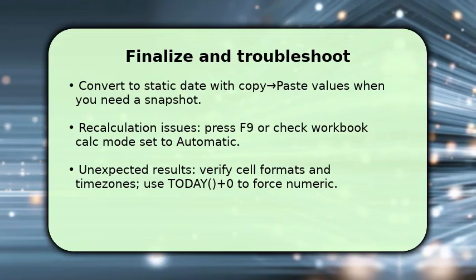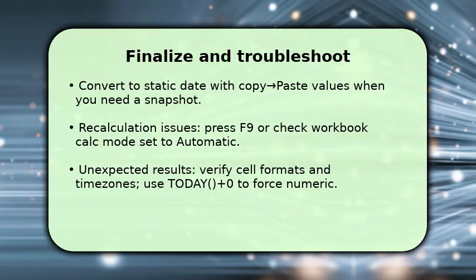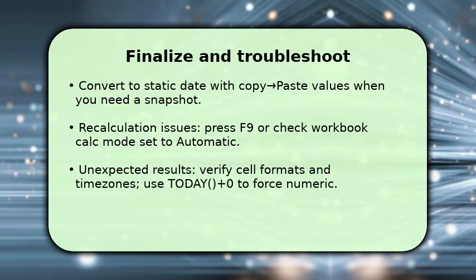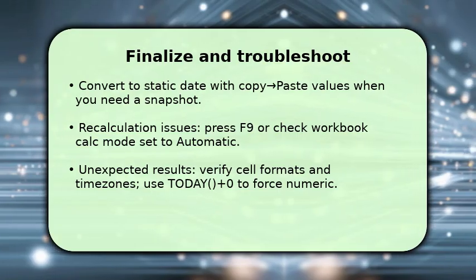Also watch for format or time zone mismatches that make results look wrong. If a cell behaves like text, add +0 or wrap VALUE around TODAY to force a numeric date. These steps resolve most common TODAY function issues.